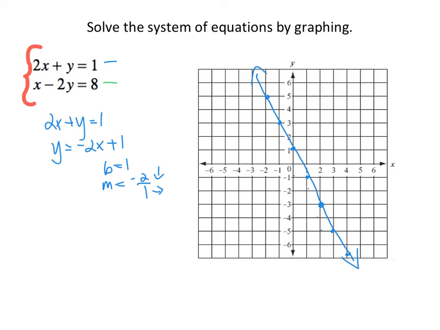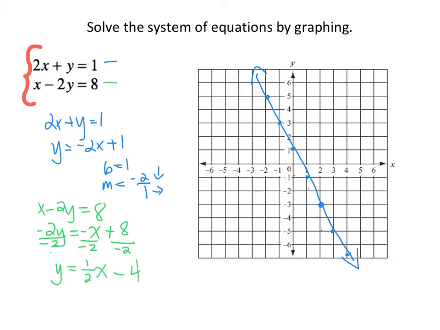Graphing the other line with green, I'm going to manipulate it algebraically first to put it in slope-intercept form again. x minus 2y is equal to 8. I'm going to isolate y by first moving the x, and then I'll divide by negative 2. So I have negative 2y is equal to negative x plus 8. Dividing everything by negative 2, I'm left with y is equal to negative over negative becomes positive, so I have 1/2 x minus 4.